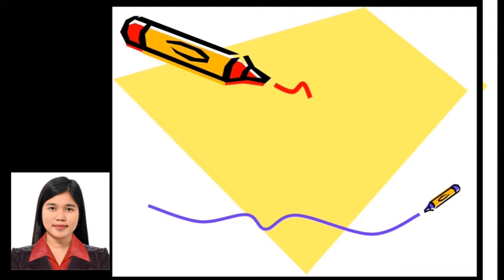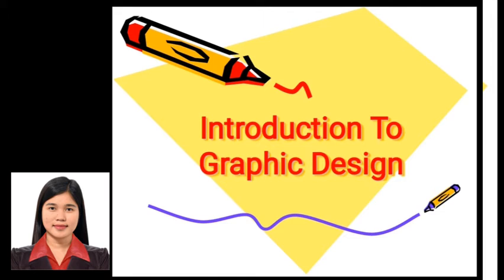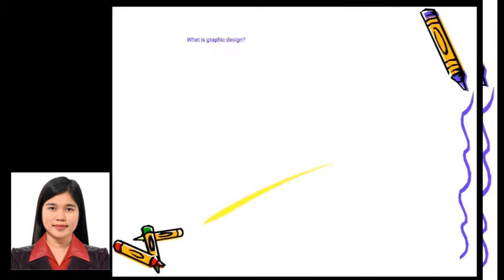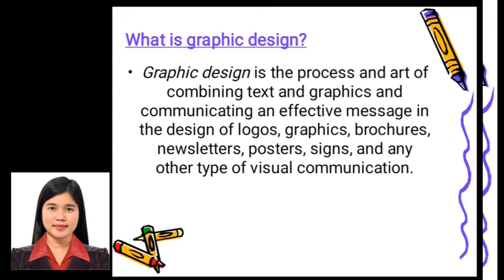Today, let's talk about the introduction to graphic design. So first, let's define what is a graphic design. So when we say graphic design, it is the process and art of combining text and graphics and communicating an effective message in the design of logos, graphics, brochures, newsletters, posters, signs, and any other type of visual communication.